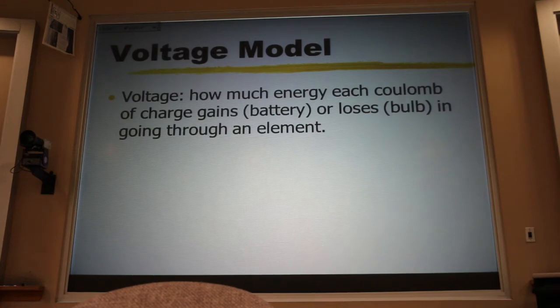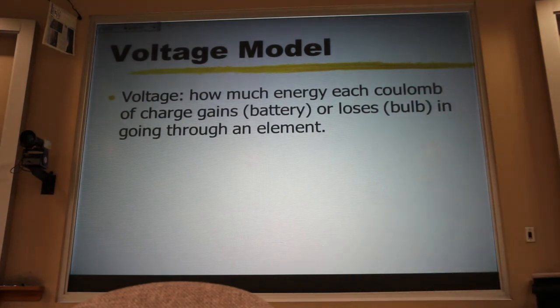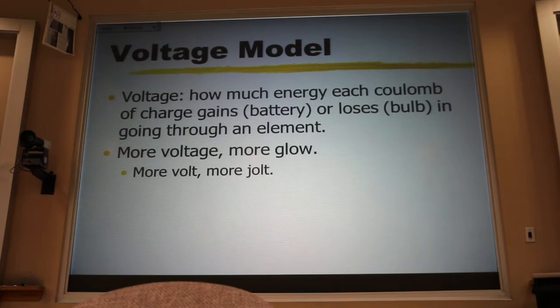Now, when we get to that next midterm, I'm going to instruct my graders, any sentence that has volts and through in the same sentence, we're just going to scratch it out and not grade it. It's as if you never wrote it. Okay, we'll throw it away. Okay, we're almost done with this model. More voltage, more glow, or more volt, more jolt. The brighter the bulb, the more volts across it.